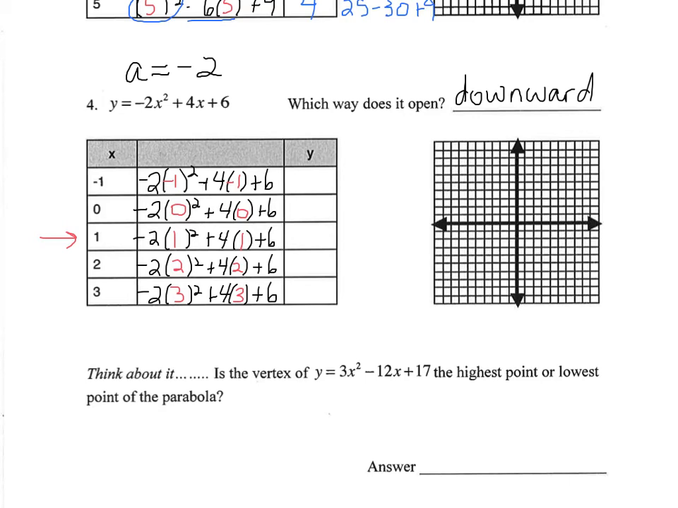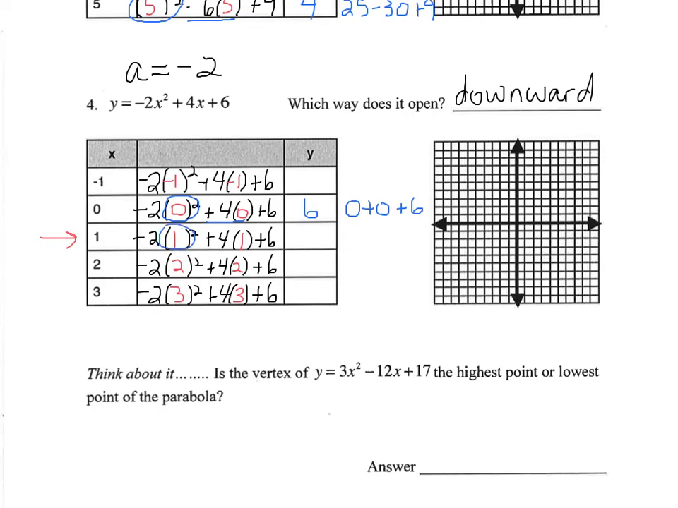Now, we can calculate these in any order, and I would personally calculate this one first, the 0. Might as well. We have to do 0 squared first. 0 squared is 0. Negative 2 times 0 is 0. Plus 4 times 0, which is still 0. Plus 6. So 0, 6 is one of my coordinates.